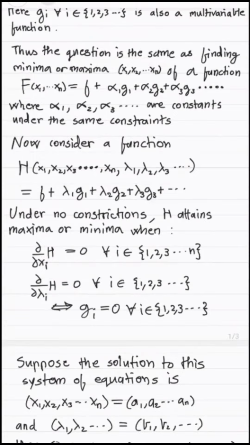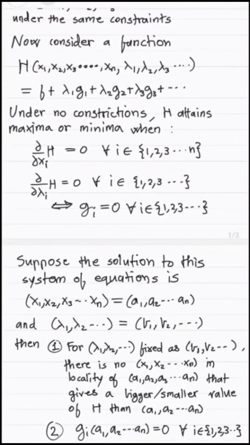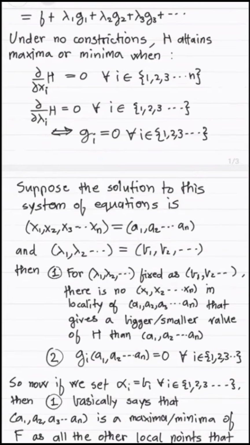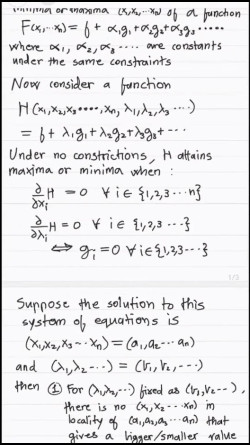So under no restrictions on these free variables that H is a function of, our capital H attains maxima or minima whenever the partial derivatives of H with respect to all these free variables are equal to 0, right? Now that's the same thing as these equations. The first thing you get by differentiating with respect to lambda i is that gi should be equal to 0. And secondly, when you differentiate with respect to xi, you will get some kind of equation in these free variables, and you will get such equations for each xi free variable, right?